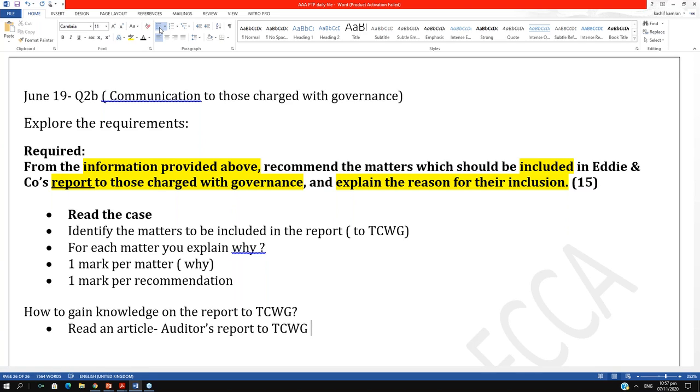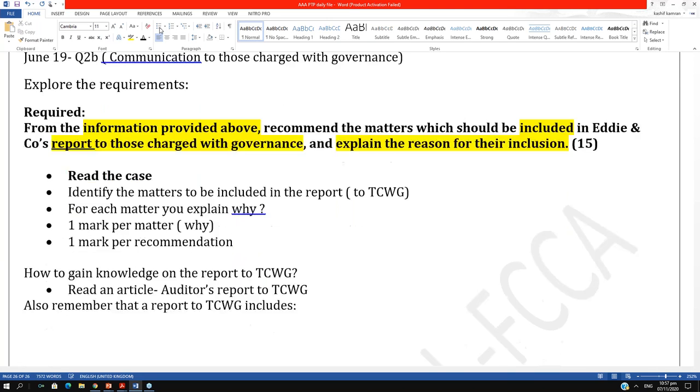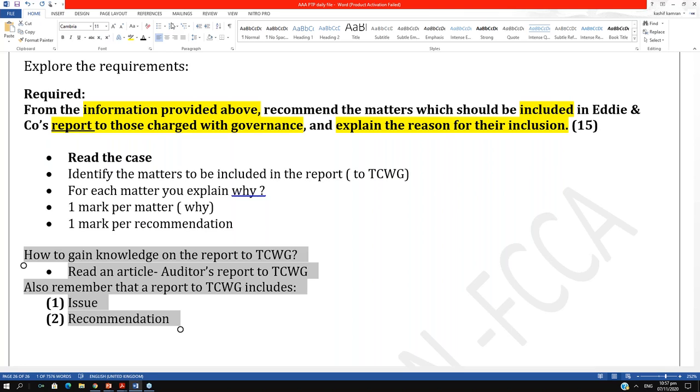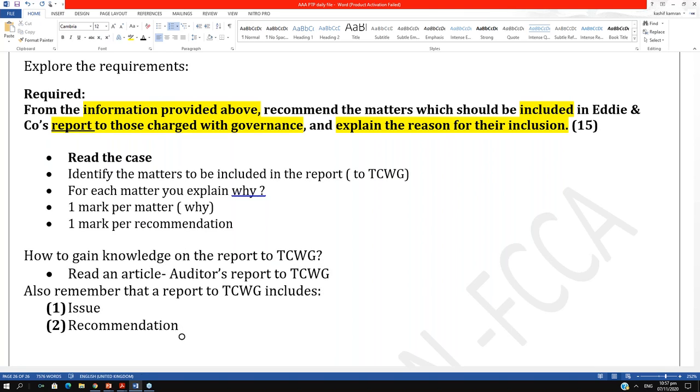So please do read the article, and also remember that a report to TCWG includes, number one, the issue and the recommendation. The issue and recommendation, right? So this is what you will gain from the article of the examiner even. So please read the article so that you have a very good knowledge. And secondly, also remember what else this includes.